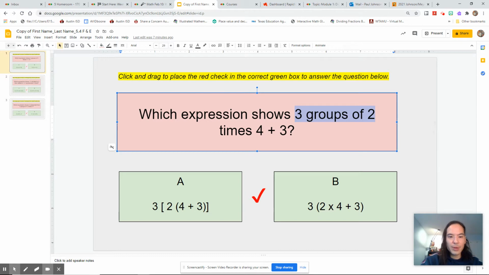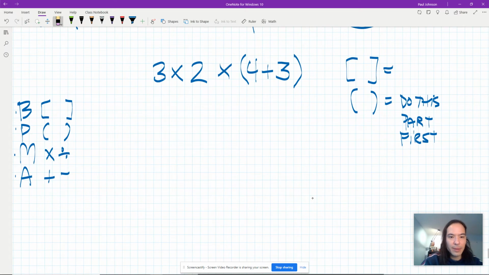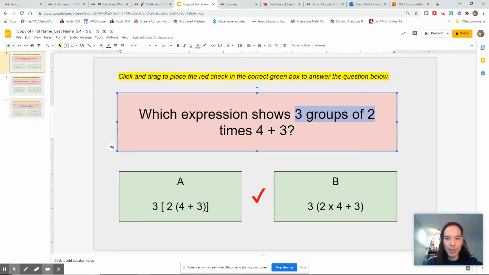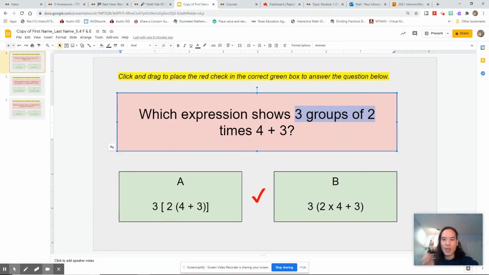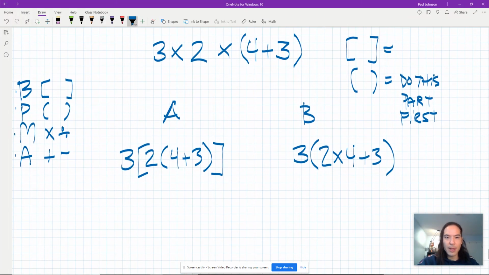So let me show you how to work out both of these, and we'll see why the answers are different, okay? So A, we had 3 bracket, 2 parentheses, 4 plus 3 parentheses, bracket. That was problem A. Problem B was 3 parentheses 2 times 4 plus 3, close parentheses. All right, so we're going to solve both of these. But only one of these is going to give us the answer that adding 4 plus 3 to begin with and then multiplying the rest would have given us. So let's check this out, okay?